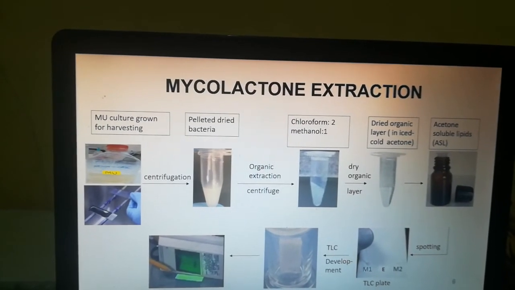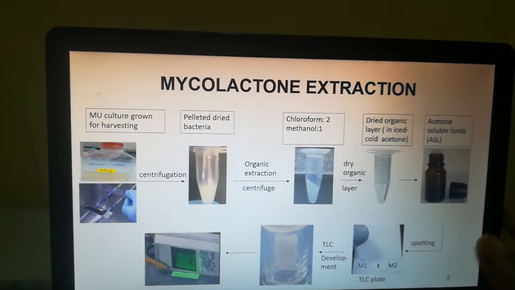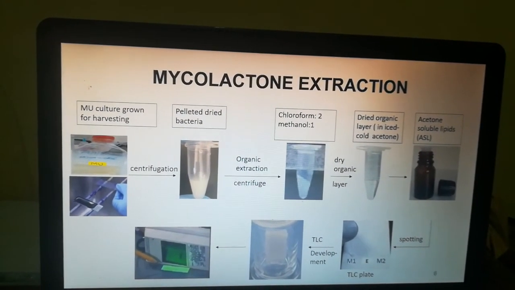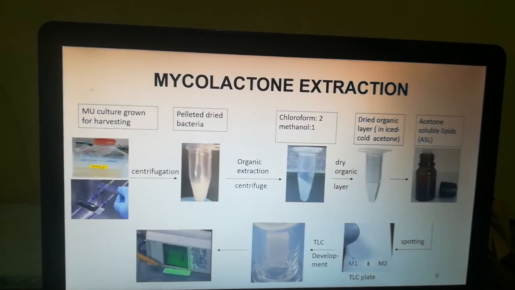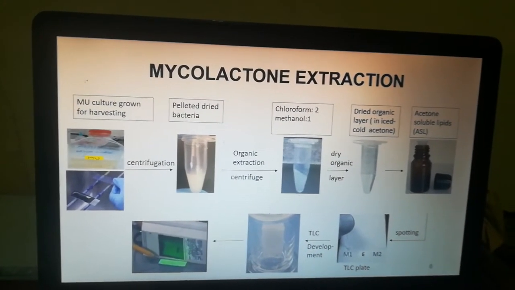And we know that mycolactone has a retention factor of 0.23, which is going to be your standard. So comparing it to the standard, if you get the same RF, then it means that the lipid that was migrating was mycolactone.